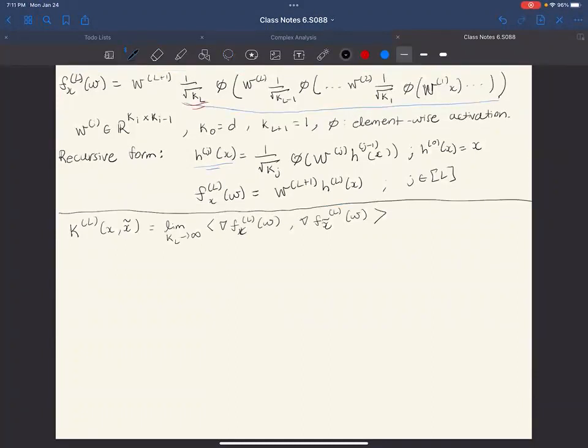So now let's just exactly write out what this is. Well, we're going to shorthand this a bit. So first of all, we're going to want to write it in terms of two inner products. And what we're going to want to do is, first of all, we're going to consider all the partial derivatives with respect to the entries of W^(L+1).